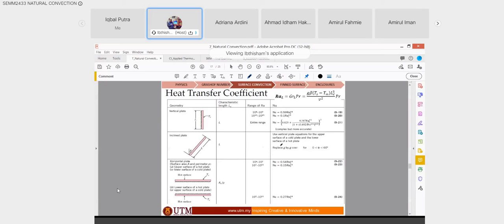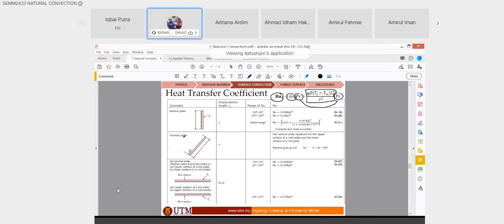So what you need to do is to calculate your Rayleigh number, which involves two parts. First, you need to calculate your Grashof number. You need to calculate this first, and then you look at the table for the value of the Prandtl number, and then you multiply both the Grashof number and Prandtl number. You can get your Rayleigh number, and you look at your range of Rayleigh number.